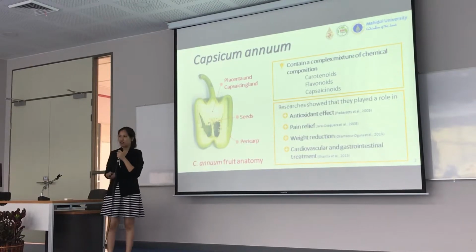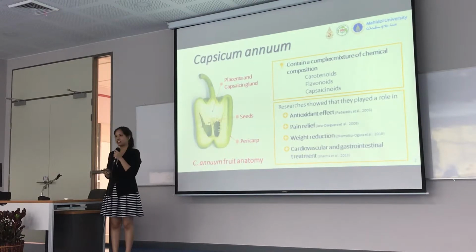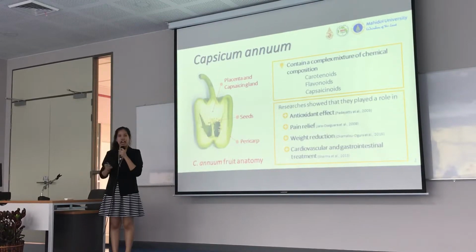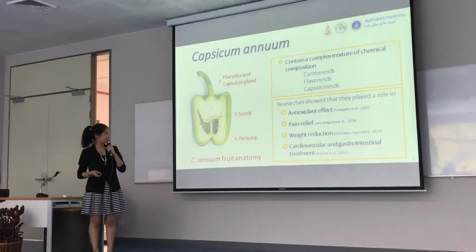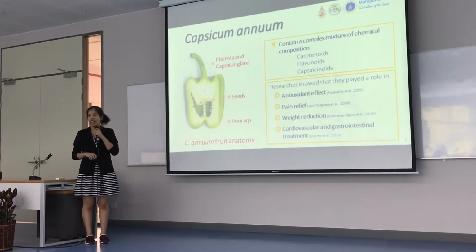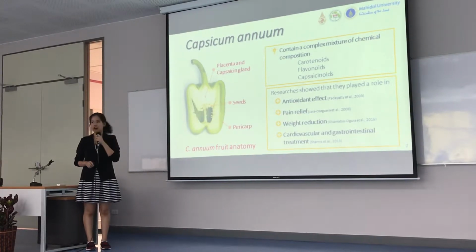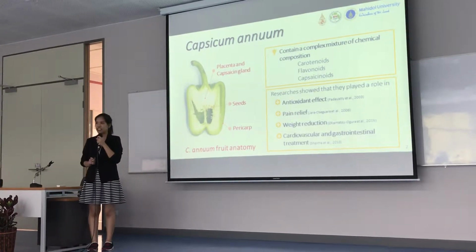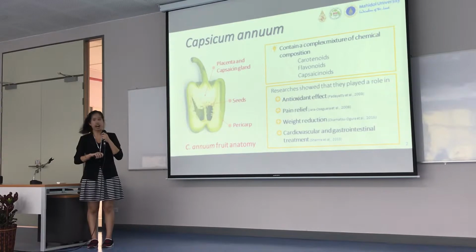Capsicum annuum, also known as sweet pepper or bell pepper, is an important agricultural crop because it is widely used as a fresh or cooked vegetable, and can also be used as a traditional medicine. The fruit anatomy shown in this picture can be divided into three main parts. First is the placenta region, also called the capsaicin gland, because this part produces capsaicin, the pungent component in Capsicum species. Next are the seeds, and the outer surface is called the pericarp.